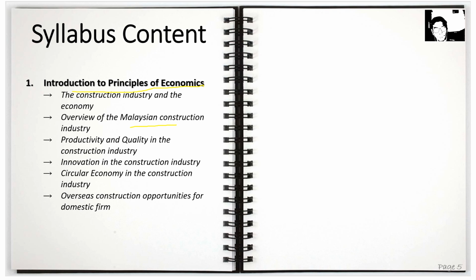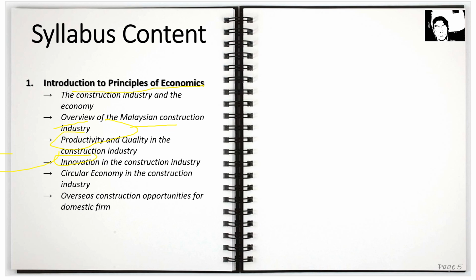Alright, there are two important aspects of the construction industry which we're going to further discuss: productivity and quality, and also innovation in the construction industry. These two aspects are very important, whereby by improving productivity and quality and by innovating the construction industry, we can contribute more to the economy. That's what we're going to learn: how we can improve productivity and quality, and how we can innovate in the construction industry, because these are really important towards our national economy.